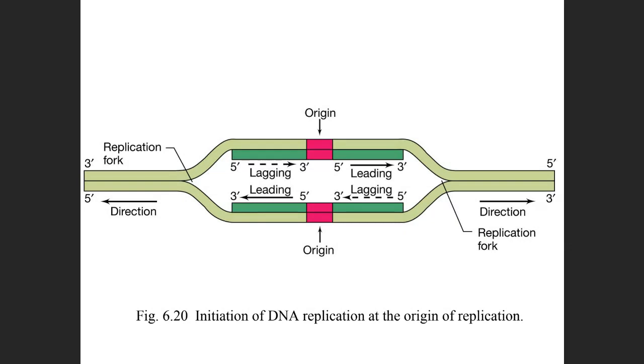So let's take a look at what actually happens in the origin of replication. The replication takes place in both directions. This is called a replication fork. This is important. In the replication fork, you focus on this one, or this one, either one is fine. This is what's called the leading strand replication, and this is called the lagging strand.